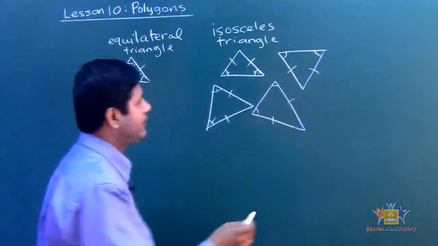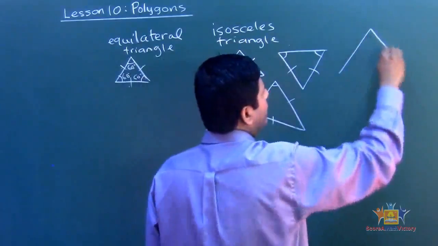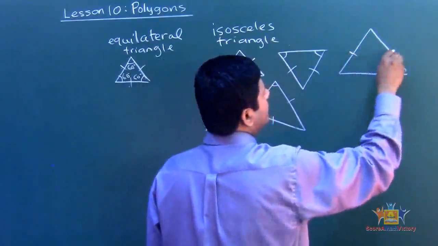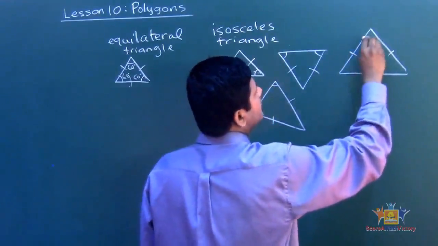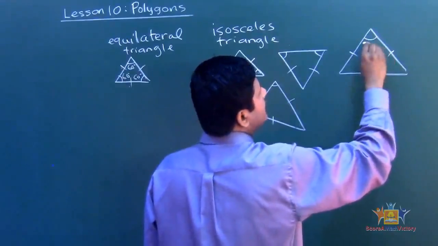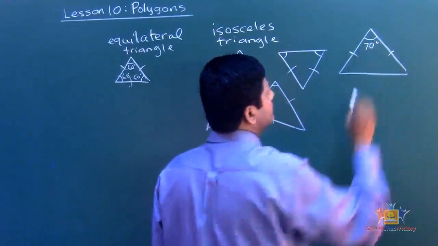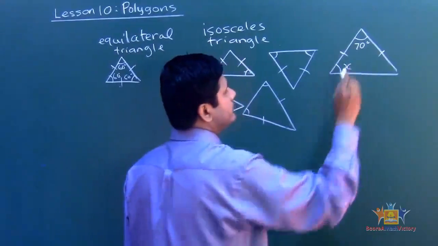So let's say, for example, I give you a problem and draw an isosceles triangle, and then I tell you this angle is, let's say, 70 degrees. And I want you to find x.